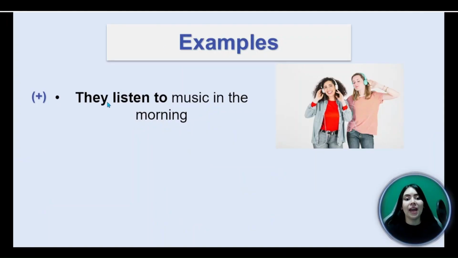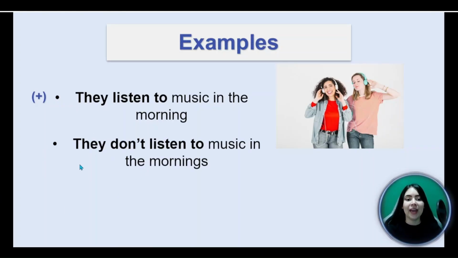Examples. They listen to music in the morning. This is our affirmative example. Now, let's create a negative sentence. They don't. Remember, we need an auxiliary to create the negation. The auxiliary is do, and later we mention not. They don't listen to music in the mornings.